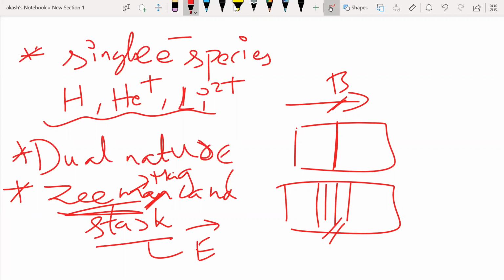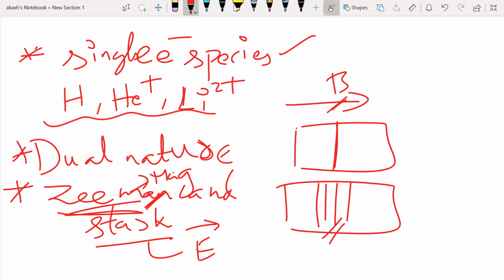These are the two effects which Bohr was not able to explain. The spectral lines were splitting in the presence of a magnetic field or electric field, and he was not able to explain why exactly this is happening. So these are all the different problems or limitations of Bohr's atomic theory.